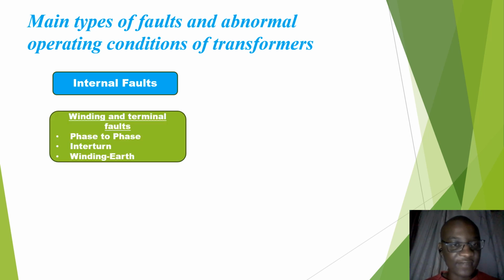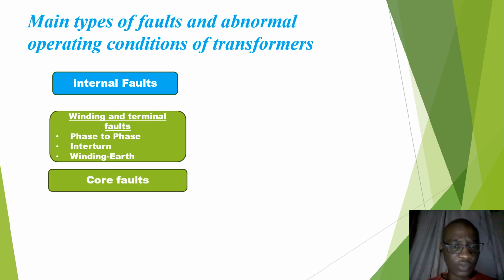They can further be classified as winding and terminal faults. These can either be phase-to-phase, interturn, or winding to earth. Phase-to-phase means between phases, interturn means between turns on a single winding, and winding to earth is between a winding and the earth. These faults are accompanied by heavy fault currents which can cause damage to the windings and burn out the core. So it is important that our protection acts immediately to disconnect the transformer in case of this type of fault.